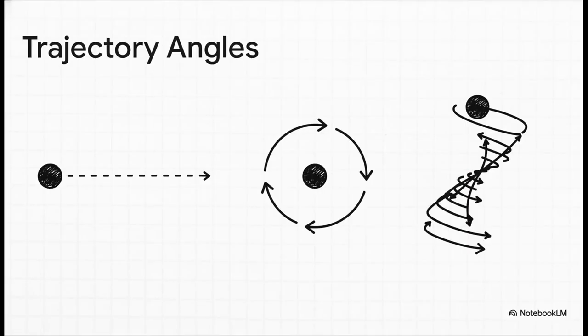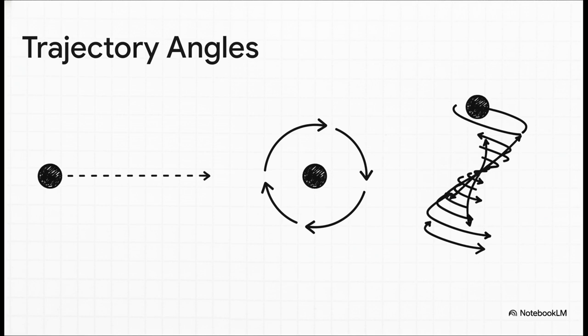Let's walk through these 3 specific mathematical outcomes. First, if the angle is 0 degrees or 180 degrees, the magnetic force magnitude is 0, and our particle just cruises along in a straight line, completely unaffected. Now, if the angle is exactly 90 degrees, the force is at its absolute maximum, completely perpendicular. This locks the particle into a perfect, continuous circular motion.